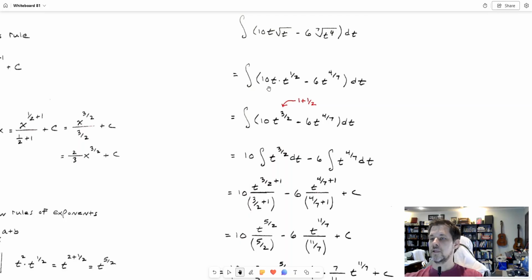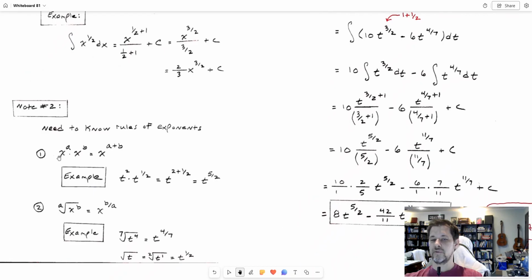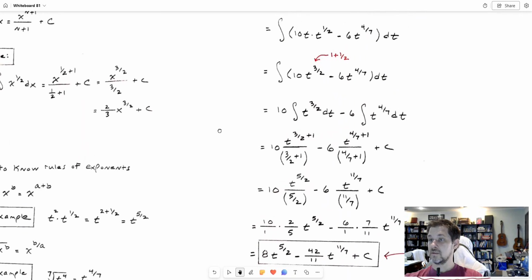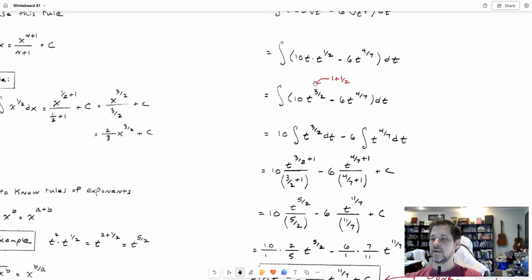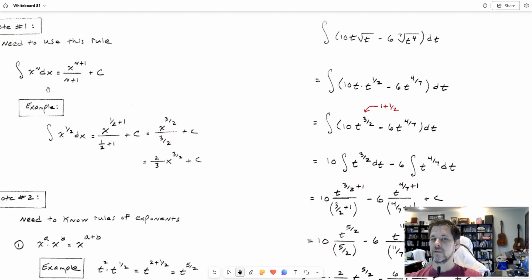So can I combine these? See how that says t times t to the 1/2? Is there any way that we can put that together into one thing? Well, remember this rule? It says when we multiply like things, we add the exponents. We could use that. So t to the 1st power times t to the 1/2 power is t to a power 1 plus 1/2. Multiply like things, add the exponents. All right, so now we're getting somewhere.